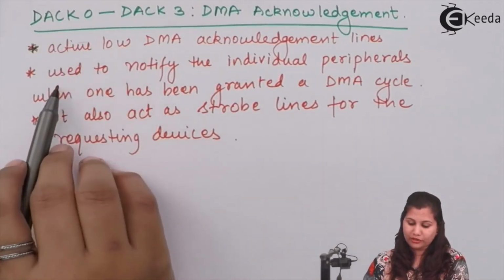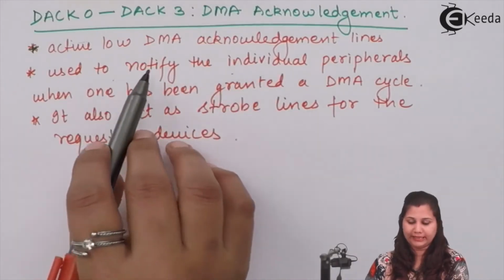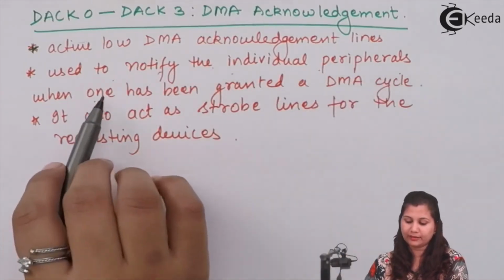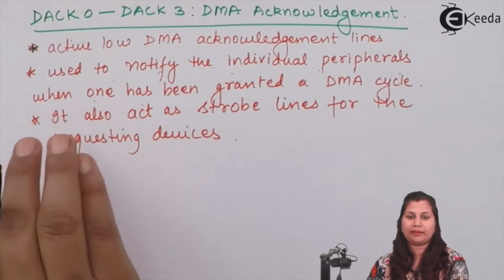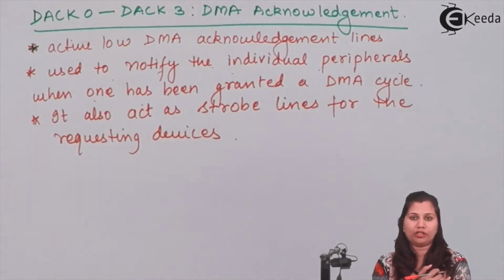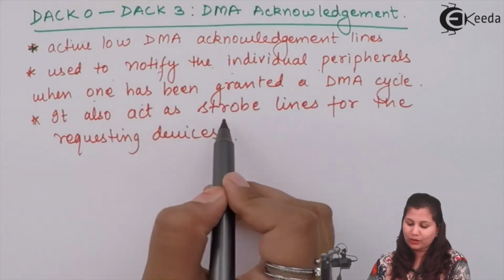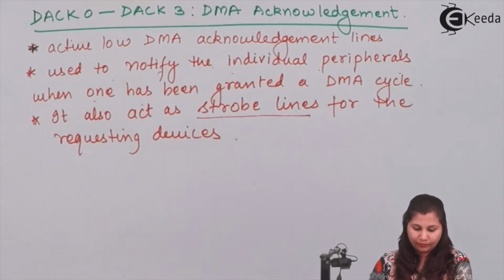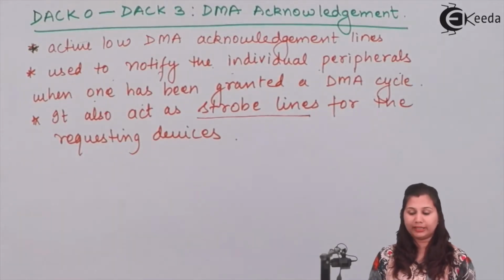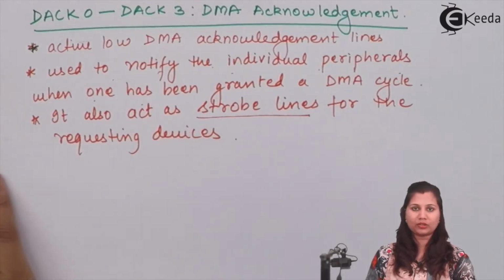These acknowledgement signals are used to notify the individual peripherals that the request has been acknowledged by the DMA, and now the DMA will send the request to the CPU to give the control of the buses, so that the peripheral device can communicate with the microprocessor, or it can transfer the data which it wants to send to the microprocessor. Now these lines also act as the strobe lines for the requesting devices. That was in respect of the DMA request which was generated.